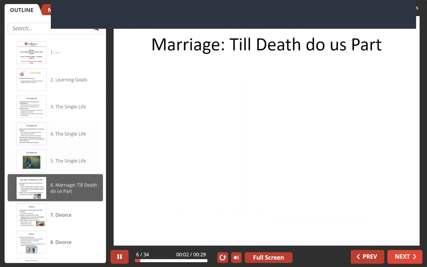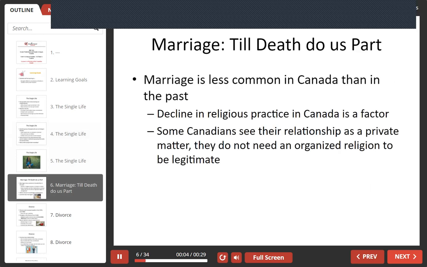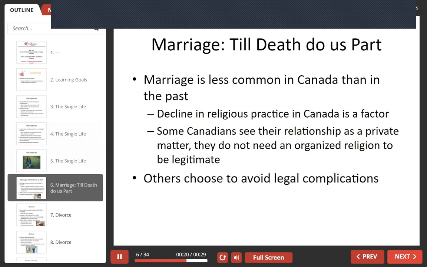So now we're going to be looking at marriage. Marriage is getting less common in Canada than in the past. This can be due to a decline in religious practice in Canada, and some Canadians see their relationship as a private matter. They do not need organized religion to be legitimate. Others choose to avoid legal complications. What about common law marriages?